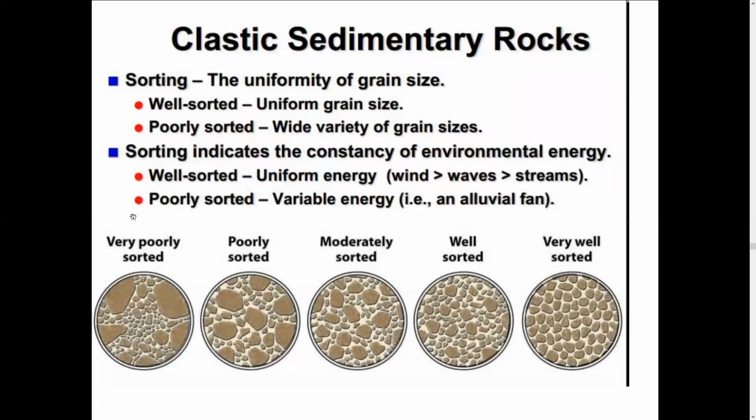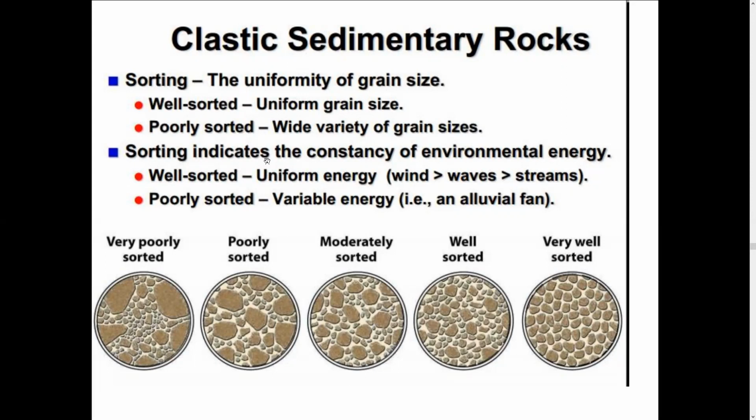The other important thing that defines clastic sedimentary rocks is sorting, the uniformity of grain size. Do you have grains of the same size being compacted together? Or do you have, for example, larger and smaller materials mixed together? So well sorted materials would have a uniform grain size, right? Whereas poorly sorted materials would have a variety of grain sizes.